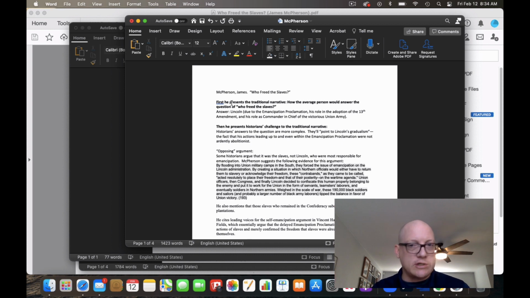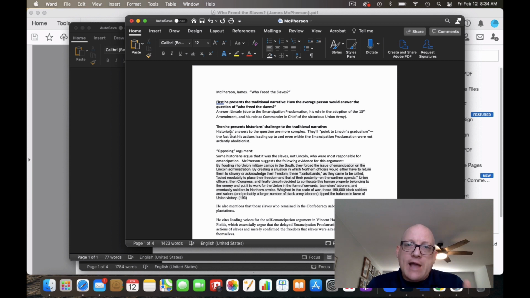It wasn't that he was just an ardent abolitionist who entered office and from day one put his foot down that slavery was no longer going to exist in the United States. That's not how it worked. It came about gradually through his policy.